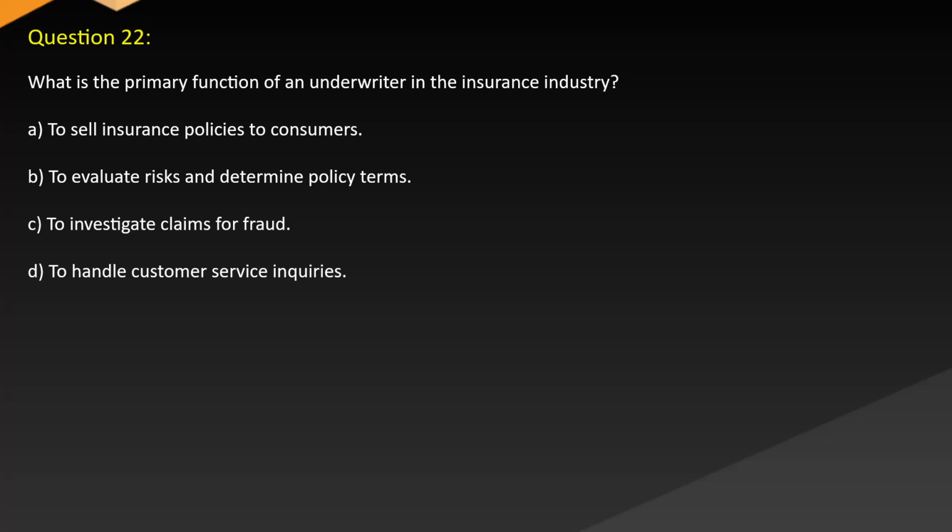Question 22. What is the primary function of an underwriter in the insurance industry? A. To sell insurance policies to consumers. B. To evaluate risks and determine policy terms. C. To investigate claims for fraud. D. To handle customer service inquiries.